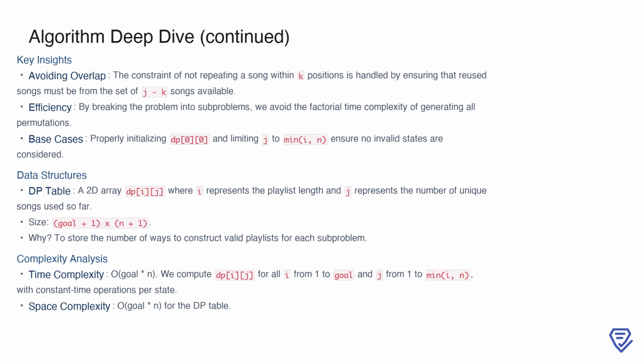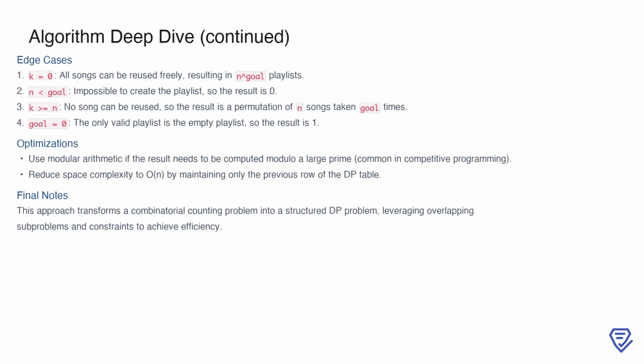The space complexity is also O(goal * n) to store the table, though optimizations can reduce this further. There are several edge cases to consider in this problem. For instance, if k equals 0, there are no restrictions on song reuse, and the total number of playlists is simply n^goal, as any song can appear at any position.